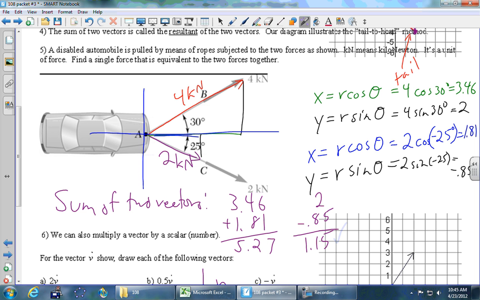Yes? If you're doing the same thing in 3 dimensions, you do the same thing, you just isolate the axis. Yes, so you could have a z component as well, and you add the z's just as well.